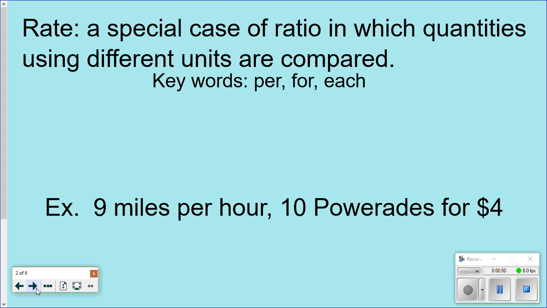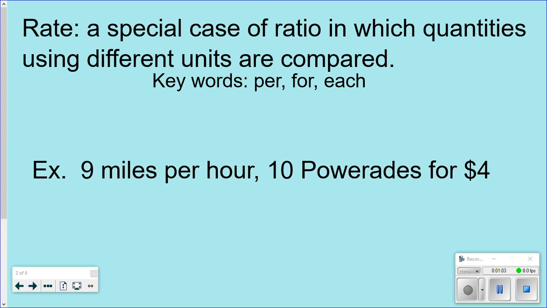It says 9 miles per hour. The word per means rate. 10 Powerades for $4. That was the word for. Both of these are rates. Now, they're not unit rates. Unit rates is always breaking things down to one, and I'll talk about that in a little bit. But just this right here is a rate. So make sure you know what a rate is.